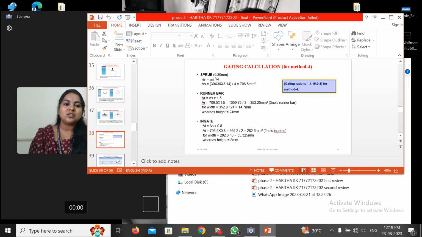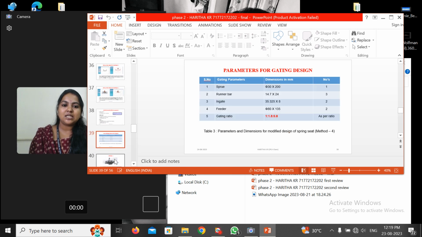So the gating calculation for method 4 will be replaced with 1:1.5:0.8. Up to methods 1, 2, 3, the trial and error method was used, but for method 4, I am using the gating calculation. With respect to this, the width and height are all changing, and also the runner bar, ingate and feeder. Runner bar 3 is used, and ingate 2 and feeder 2.